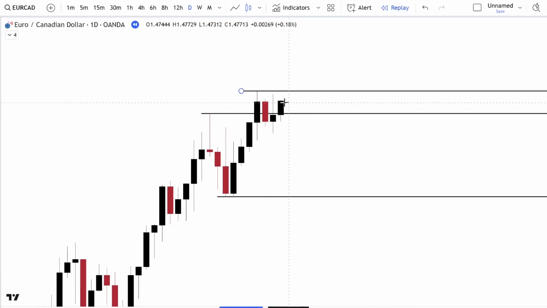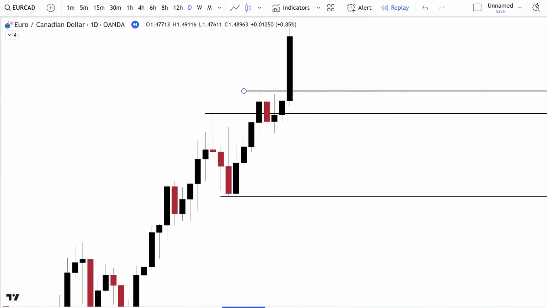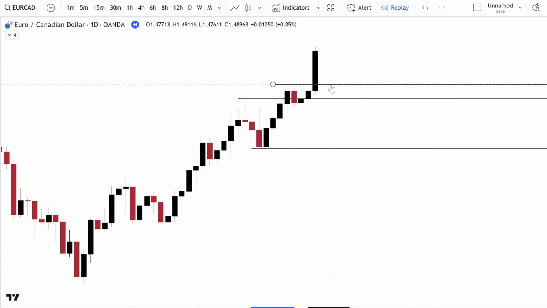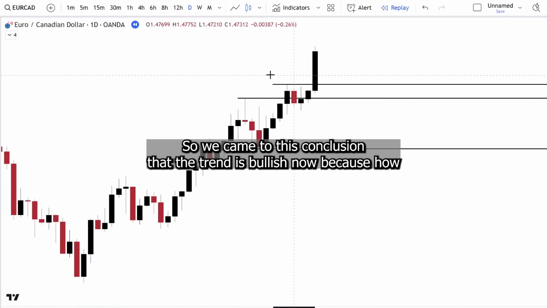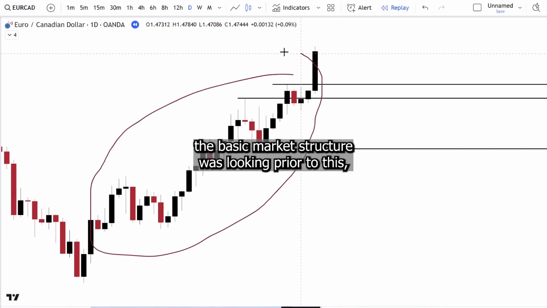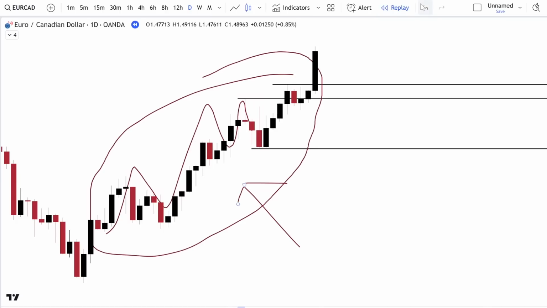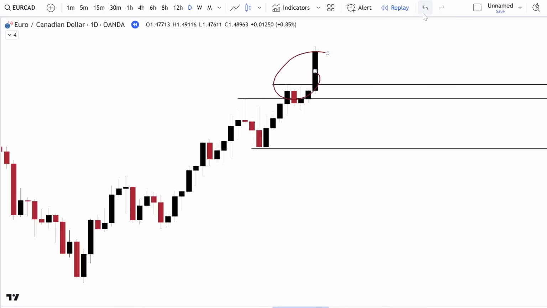So your trend was correct here on this daily candle. And now you have a complete breakout. So now that you have a complete breakout, you know that the trend is bullish. So we came to this conclusion that the trend is bullish, not because of how the basic market structure was looking prior to this. We're not focused on this. Even though this is good context, we are looking at what happened right here.